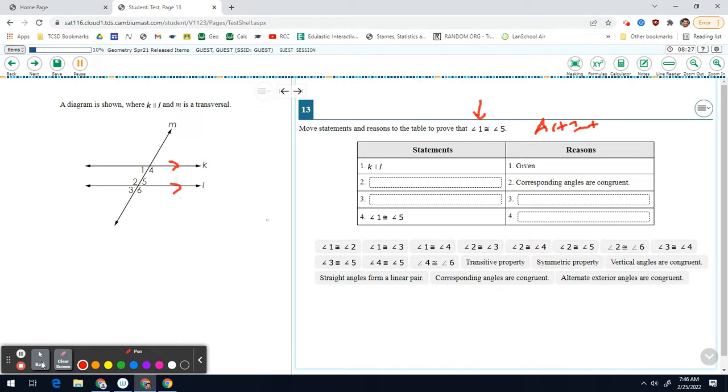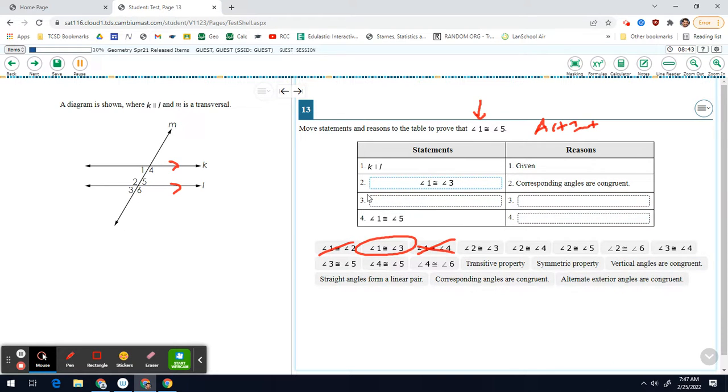So is angle 1 congruent to angle 2? No, they're same side interior angles. They're supplementary. Is angle 1 congruent to angle 3? Yes. Is angle 1 congruent to angle 4? No, they're linear pair. They're supplementary. So the only choice that makes sense to go first would be this. So when you drag and drop, the box turns blue, you let go, there you go.